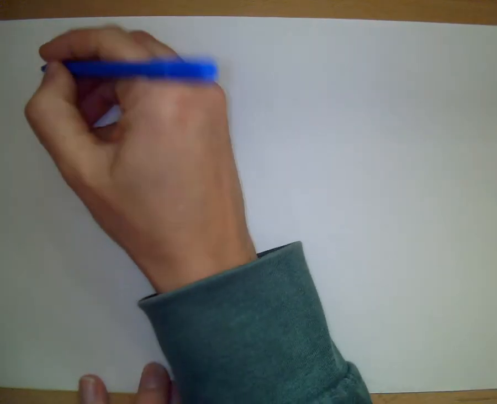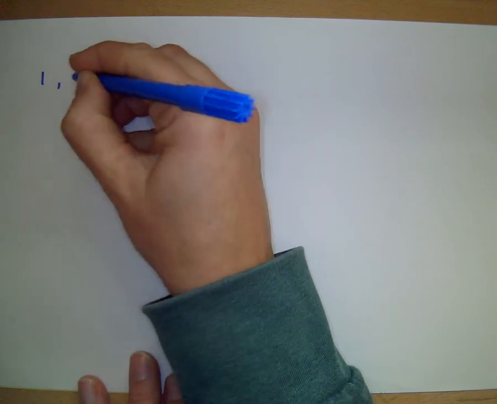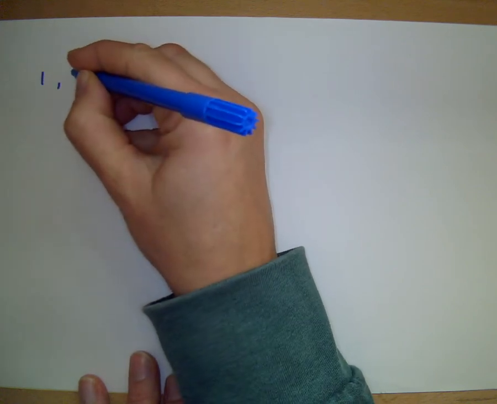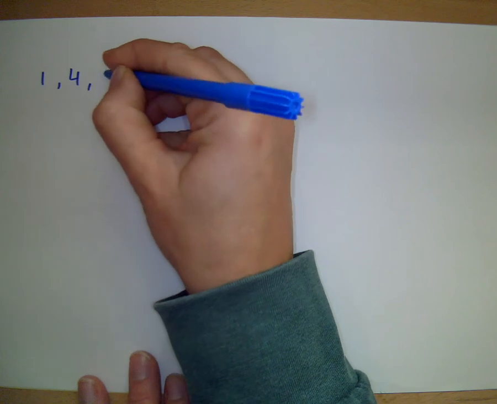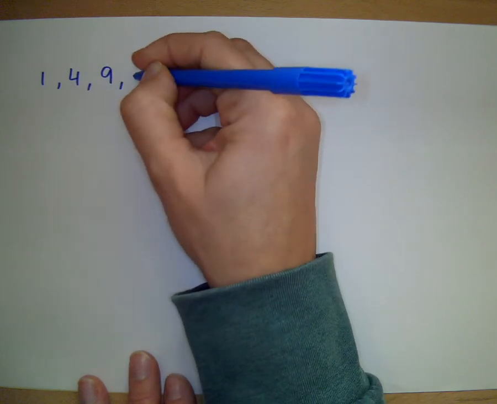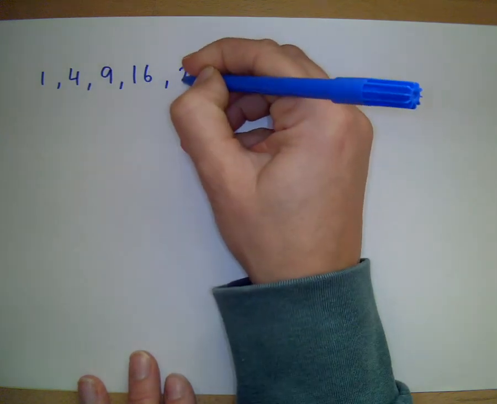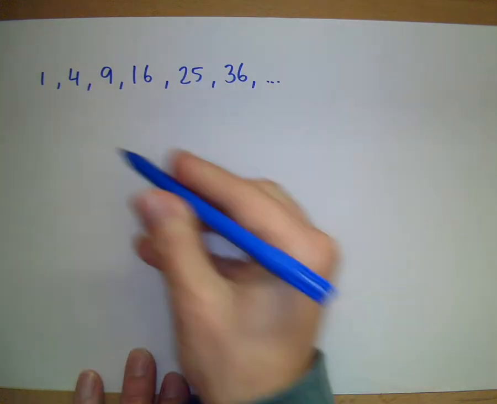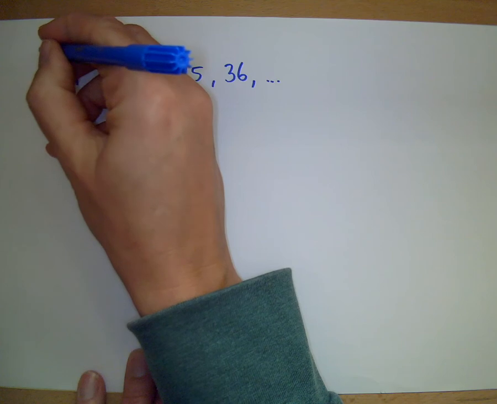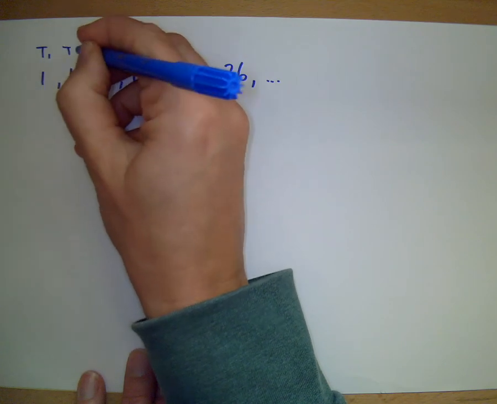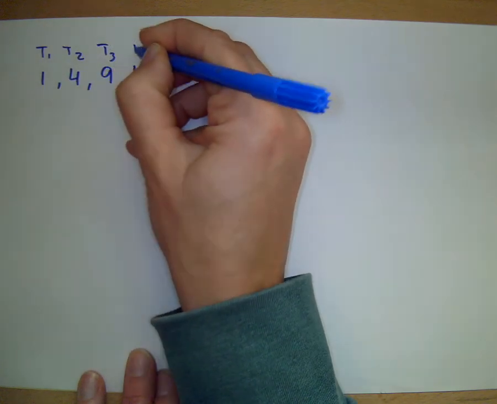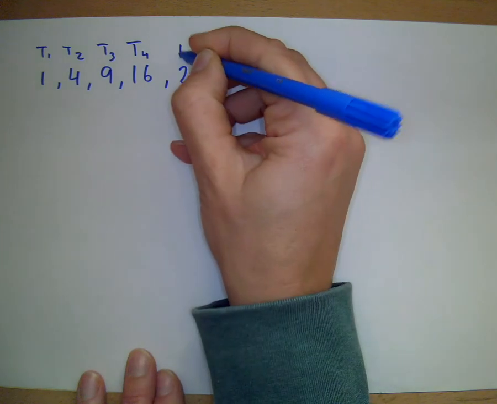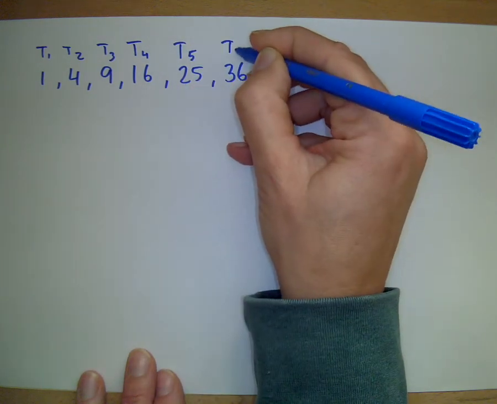The square numbers, 1, 4, 9, 16, 25, 36, etc. Right? This is term 1, term 2, term 3, term 4, term 5, term 6.